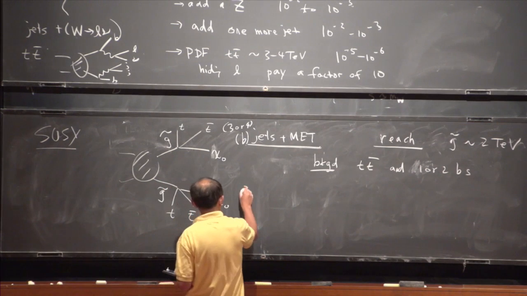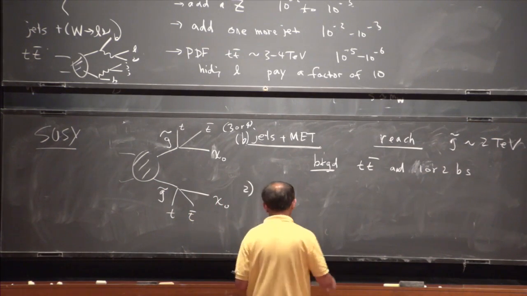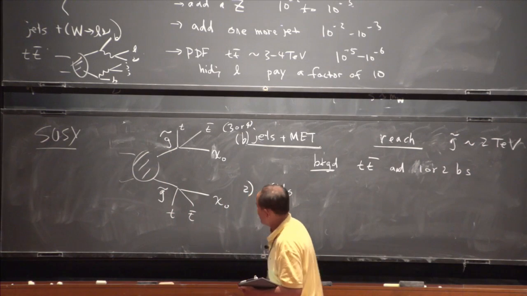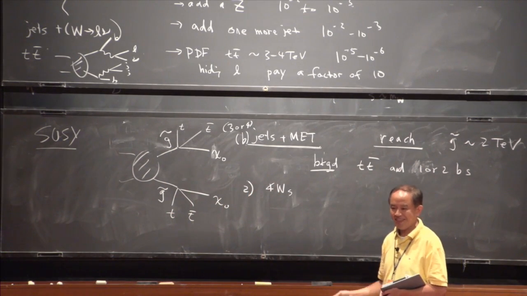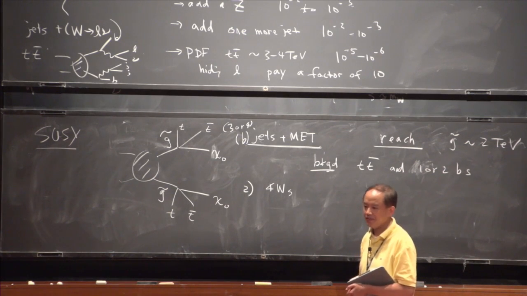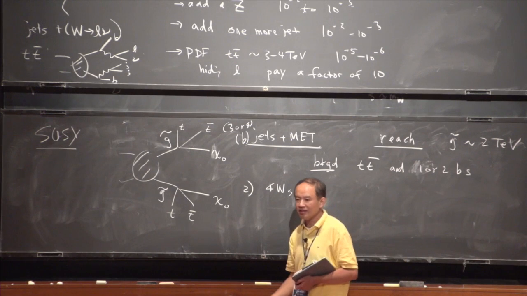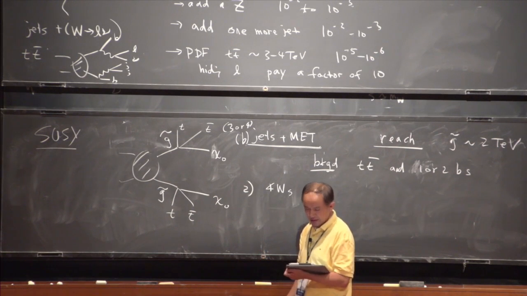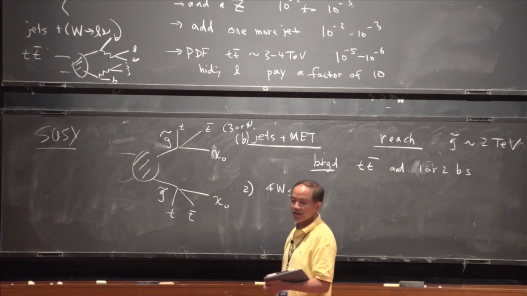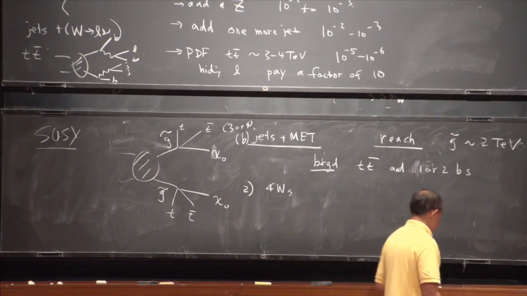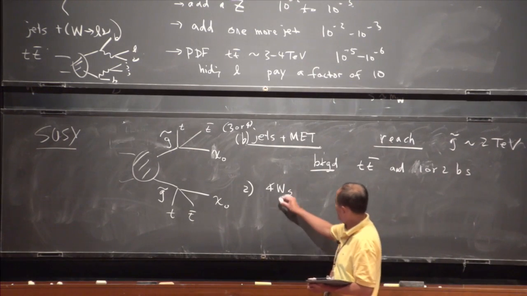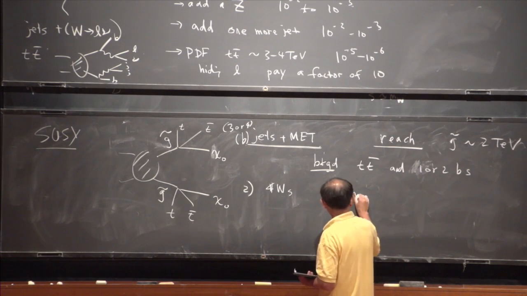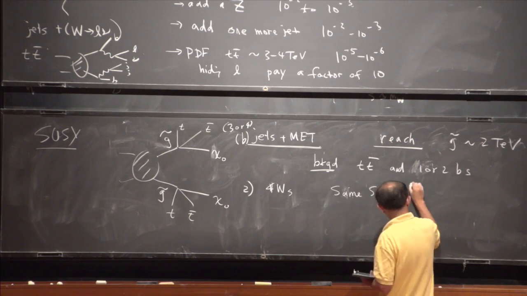But there is a second channel you think might be useful, because you have four Ws. There are four tops, which decay to four Ws. And what the Ws give you is the possibility of having leptons. Leptons are usually very useful. In particular, these two Ws can have the same sign, so they can give you something called the same sign dilepton. Let me write it out.